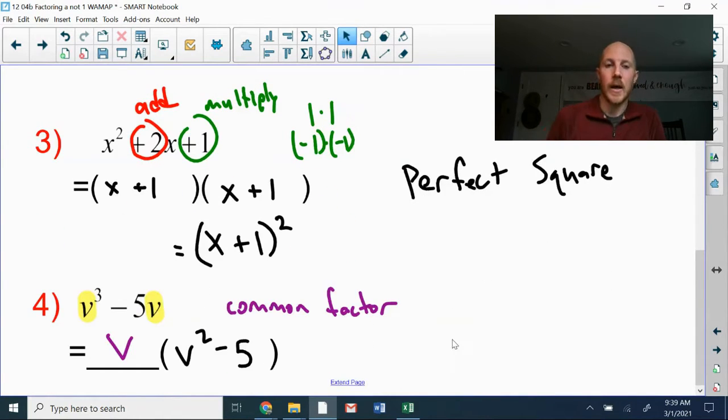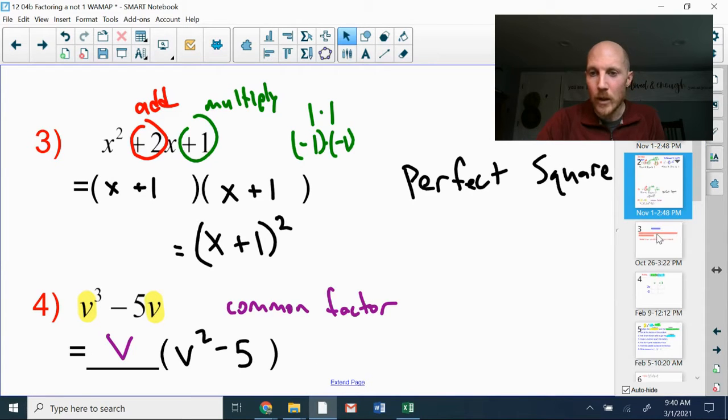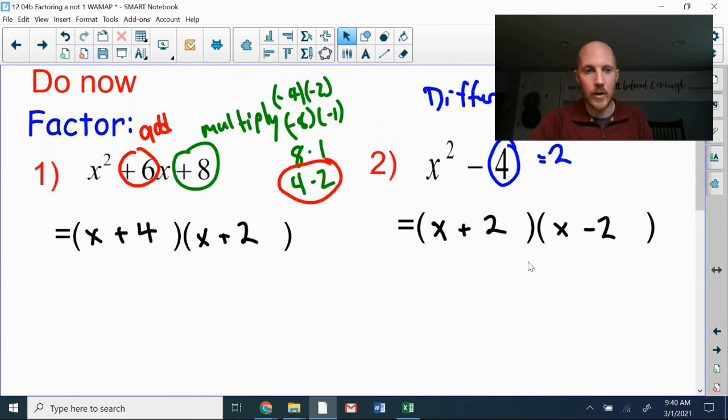Number 4 is a little different approach. We've got a common factor in two terms. It could be any number of terms, but this one has two terms. They both have a v in them. So this is like reverse distribution. It's like the answer to a distribution problem. We're going to write the original problem, and that's our approach to factoring. So we pull the v out, put it outside the parentheses, and inside the parentheses, v squared minus 5. End of story.